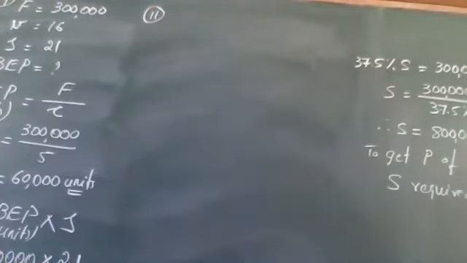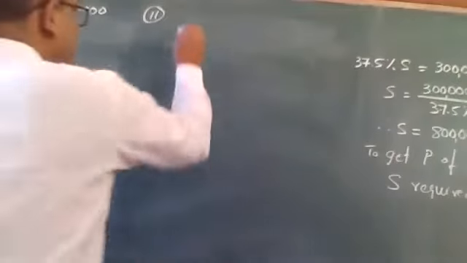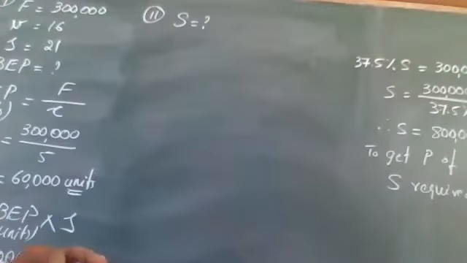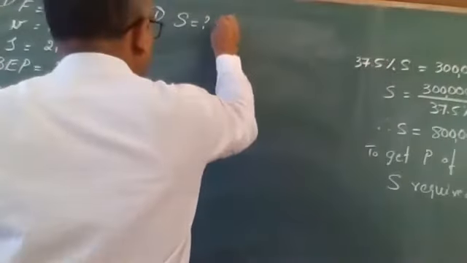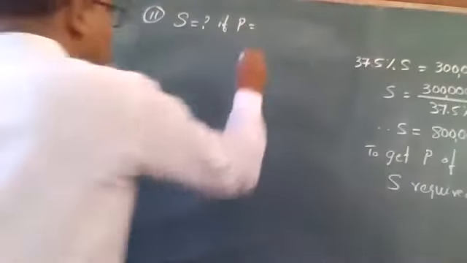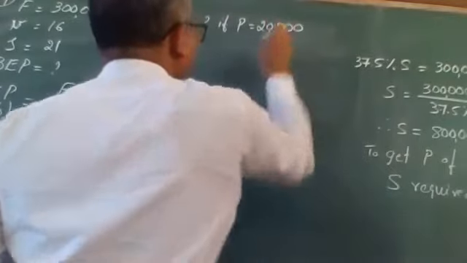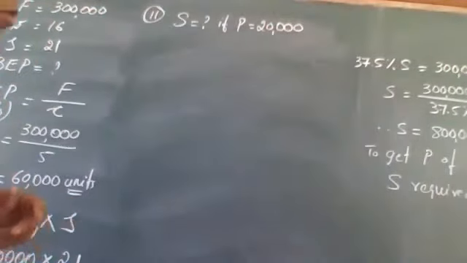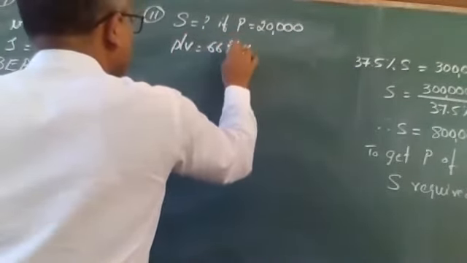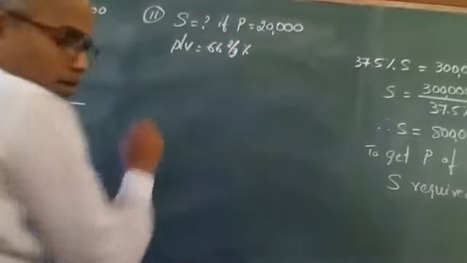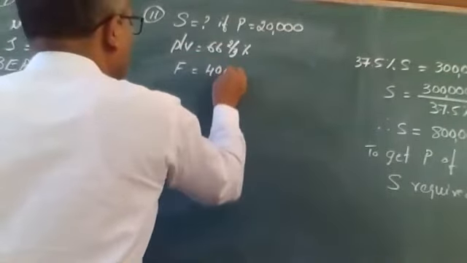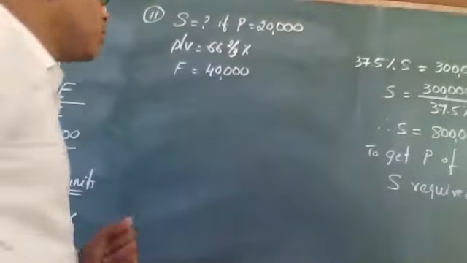Question number 11. What is the information given? What would be the volume of sales? That means S is the question mark. S is how much to derive a profit of 20,000. So I want 20,000 profit. Tell me how much I should sell. And additionally, he gives you PV ratio, which is 66 2 by 3%, and one more piece of information is fixed cost is 40,000. Okay, guys.